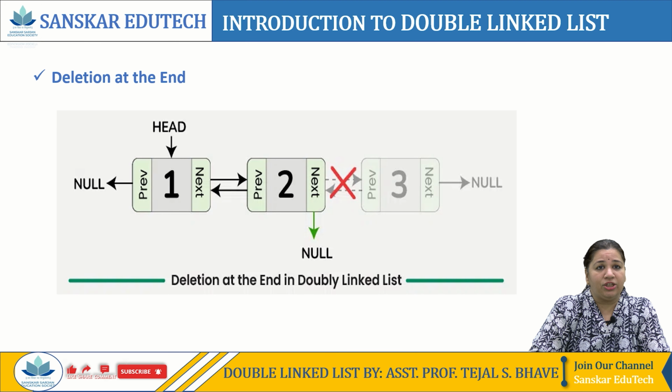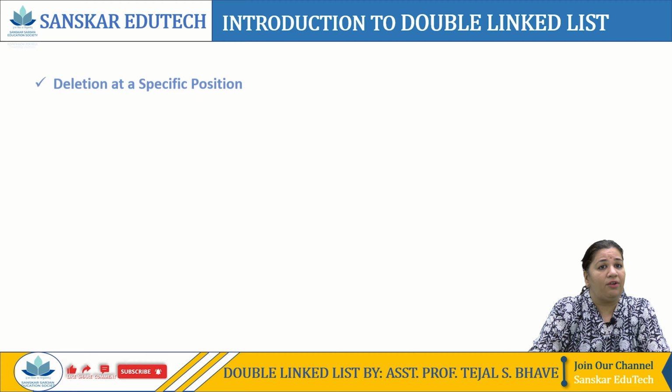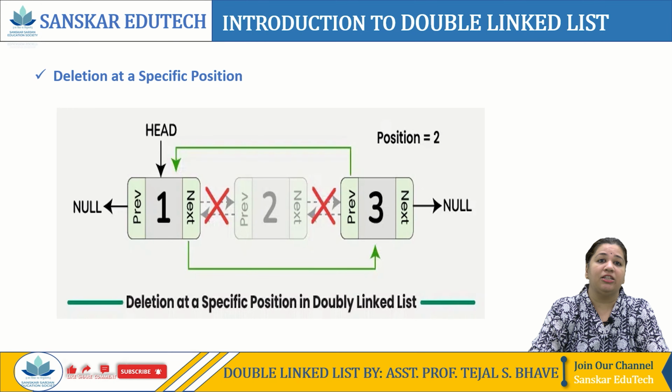Now traverse the list to find the second last node. Start from the head and iterate through the list until you reach the second last node. Now update the next pointer of the second last node. Set the second last node's next to null. Delete the last node. The last node is now unreferenced and can be deleted or freed depending on the language used. Now the third way is deletion at a specific position of the linked list.